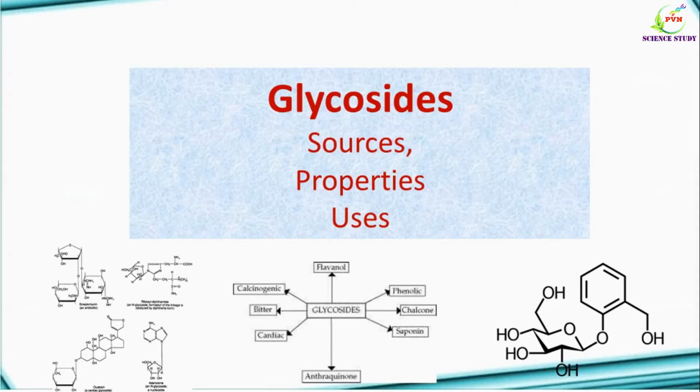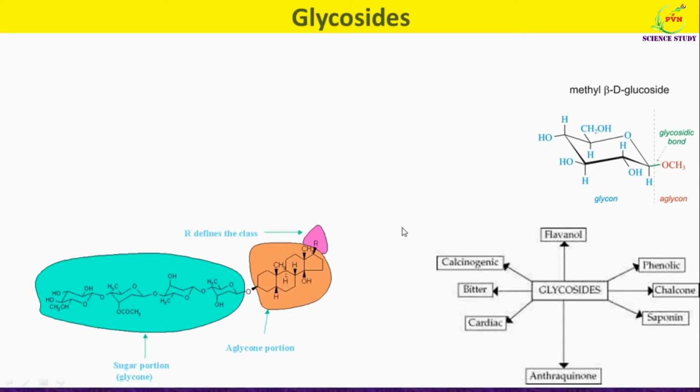Dear students, you know that glycoside is a very important secondary metabolite. In this video, we will study glycoside in detail. We will see sources, properties and uses of glycosides. First of all, we will see what a glycoside is.